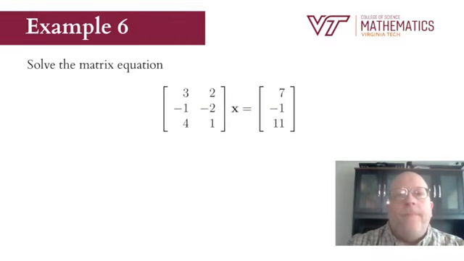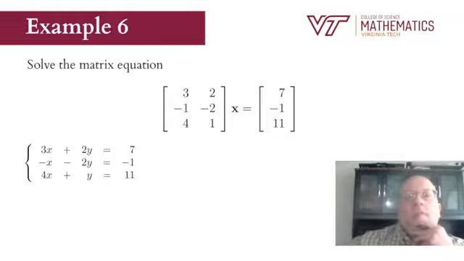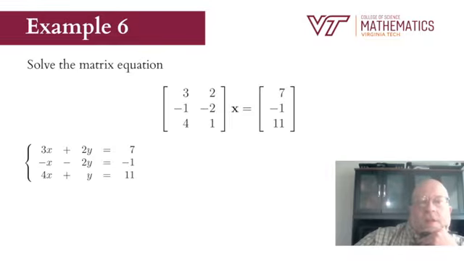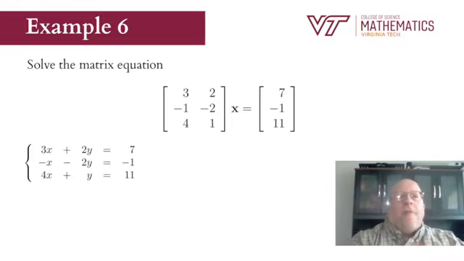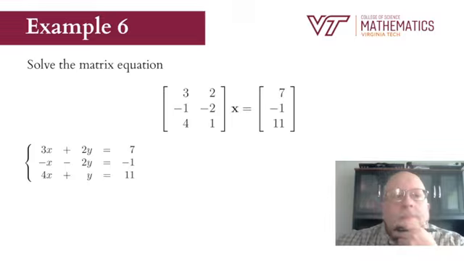Let's try an example. Let's solve this equation here. So in this equation, we have two columns in our matrix, which means we need two weights. And so we need a weight for the first column, and we need a weight for the second column, and that gives us the equations 3x plus 2y equals 7, negative x minus 2y equals negative 1, and 4x plus y is equal to 11.